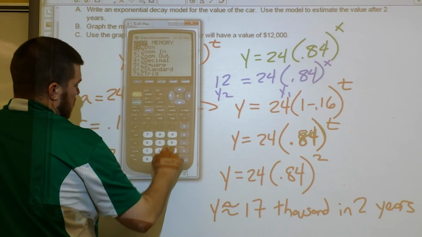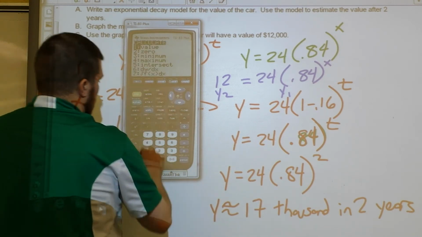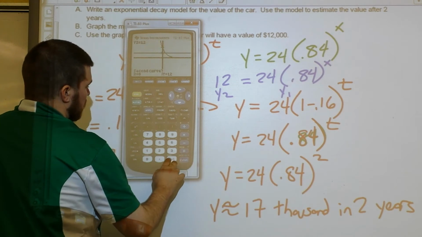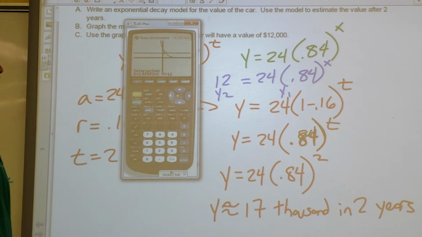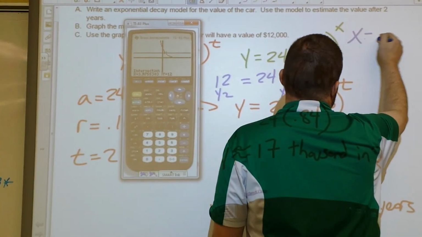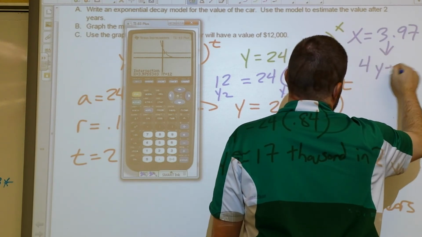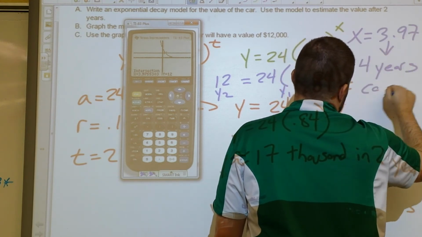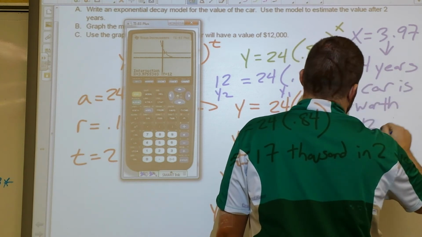All right, and I'm going to zoom out a little bit. There's my point of intersection, so second calc, option 5. First curve enter, second curve enter, yes. So about 3.97, which is about 4 years. The car is worth $12,000.